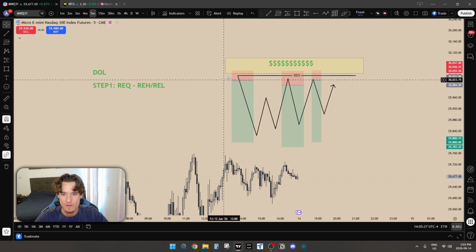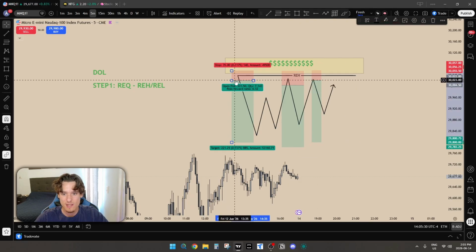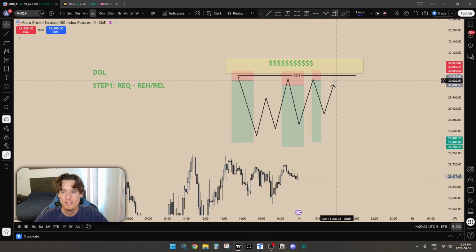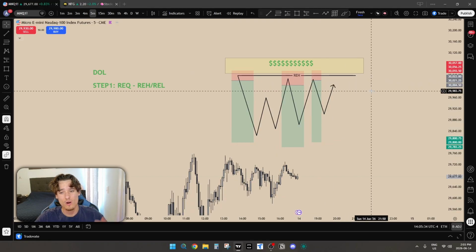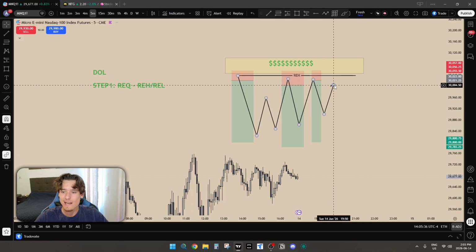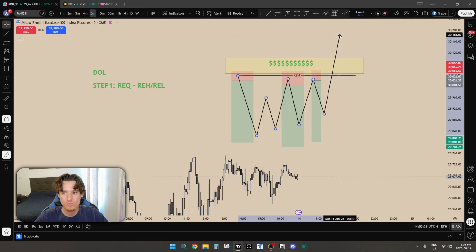So since we have a sell position here, we have sell orders, sell orders, sell orders, this becomes a very strong draw on liquidity where markets 90% of the time want to rip through these highs.